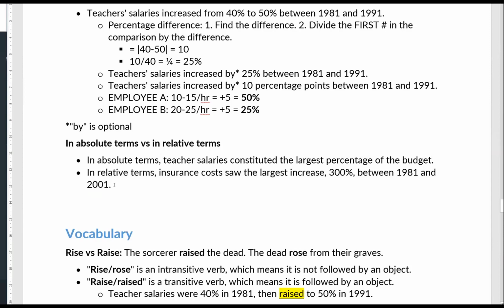Why relative terms? Absolute terms is like the raw numbers. Relative terms refers to percentage change. Absolute terms refers to percentage point. When they're talking about the stock market going up and down, they often use the word point. The stock market increased by a couple hundred points today. They don't say percent, they say points because of this reason.